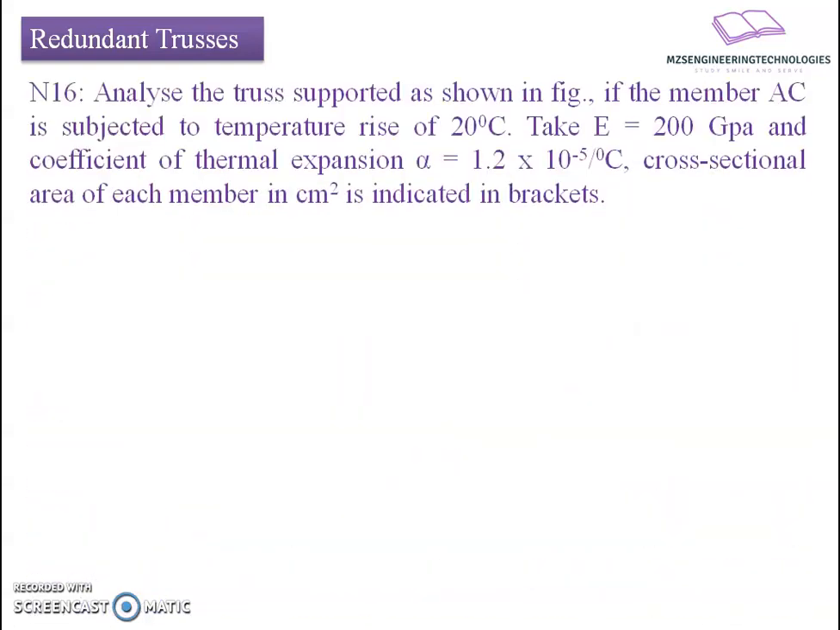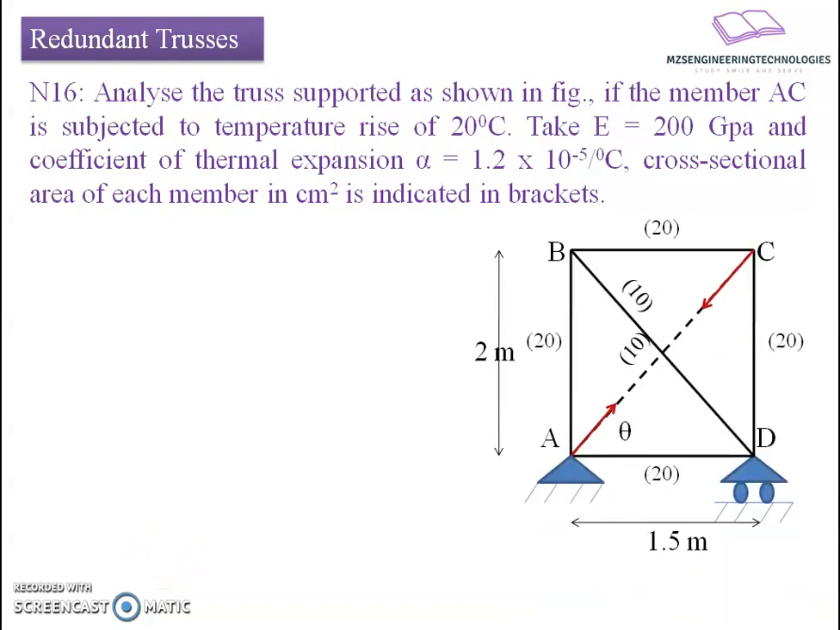Analyze the truss supported as shown in the figure. If the member AC is subjected to a temperature rise of 20 degrees, take E equals 200 GPa and coefficient of thermal expansion alpha equals 1.2 into 10 raised to minus 5 per degree centigrade. Cross-sectional area of each member in centimeter square is indicated in brackets.